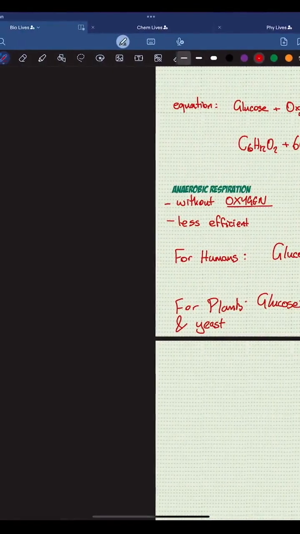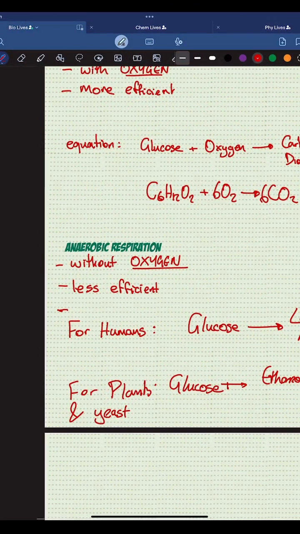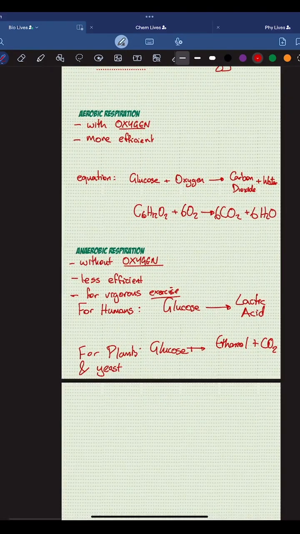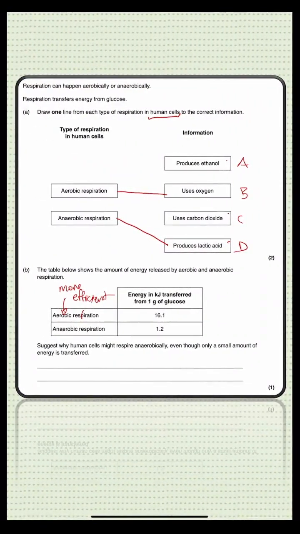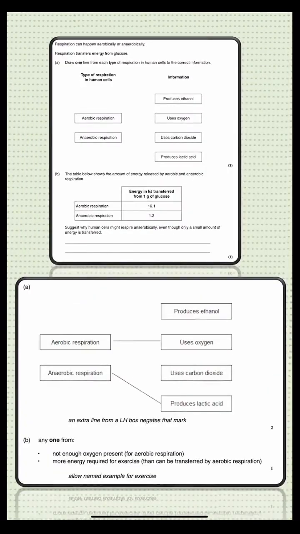So anaerobic respiration is useful for vigorous exercise, because when you're doing vigorous exercise, you're not getting enough oxygen to respire aerobically. That's when you undergo anaerobic respiration, so you can get that extra energy boost. So you can say there's not enough oxygen when exercising. Let's look at that. We've got the two marks here. Not enough oxygen present. Yep, that was enough for the mark. We mentioned exercise as well, but you only get one mark, so that's fine.